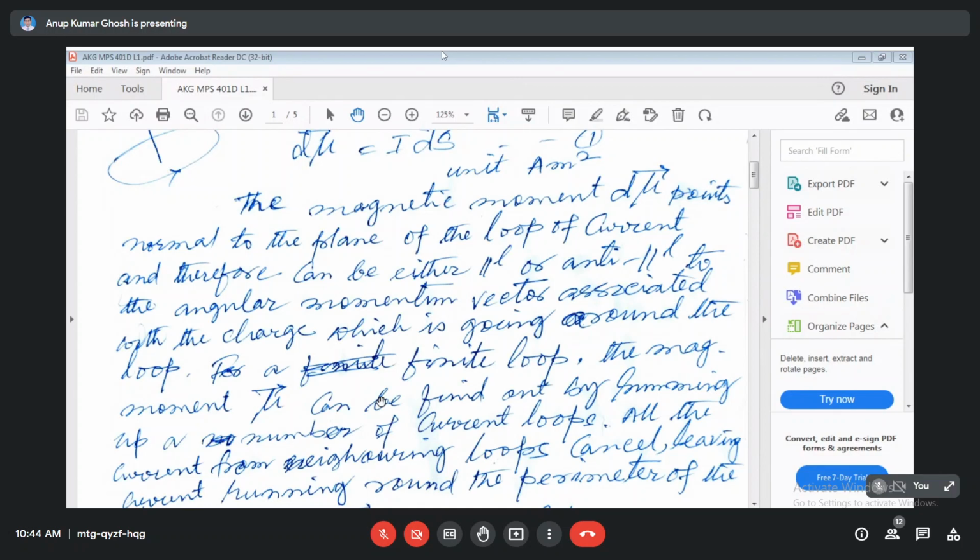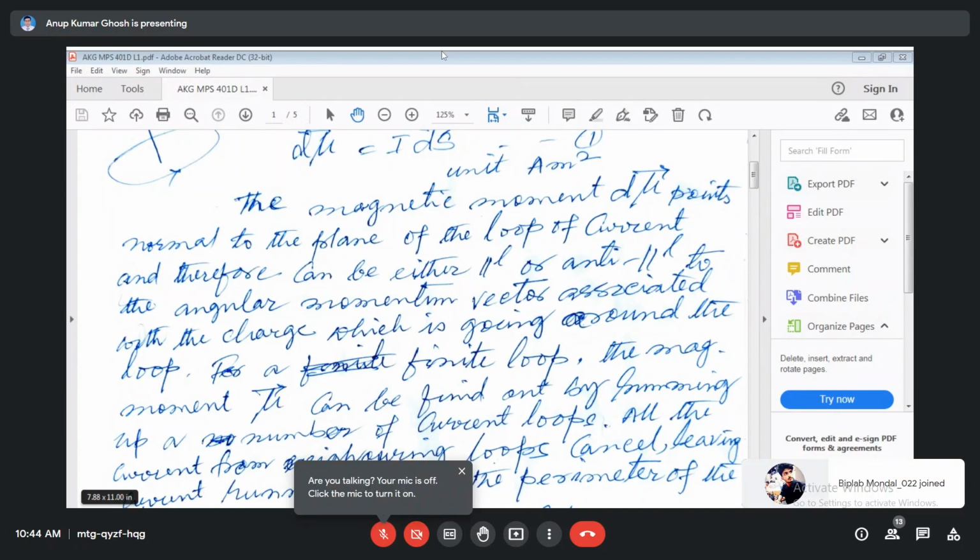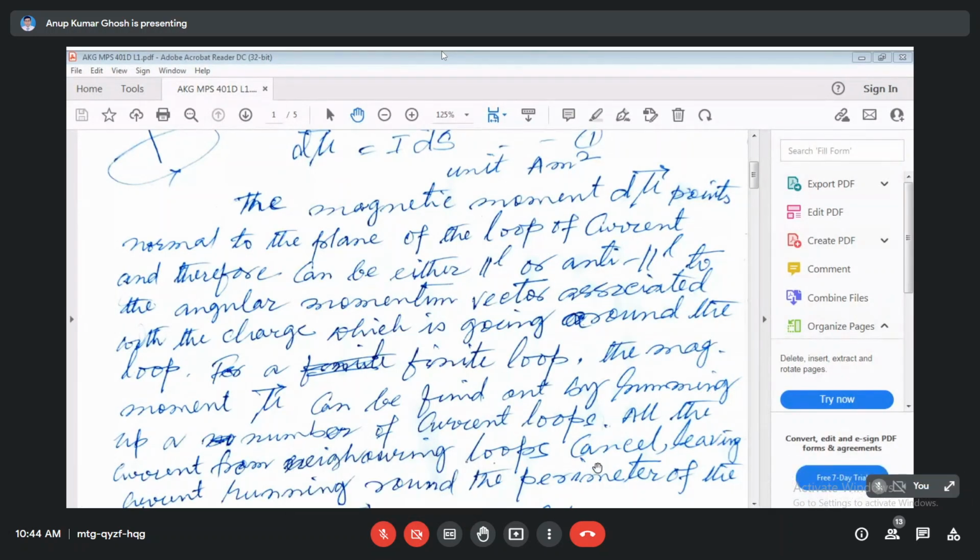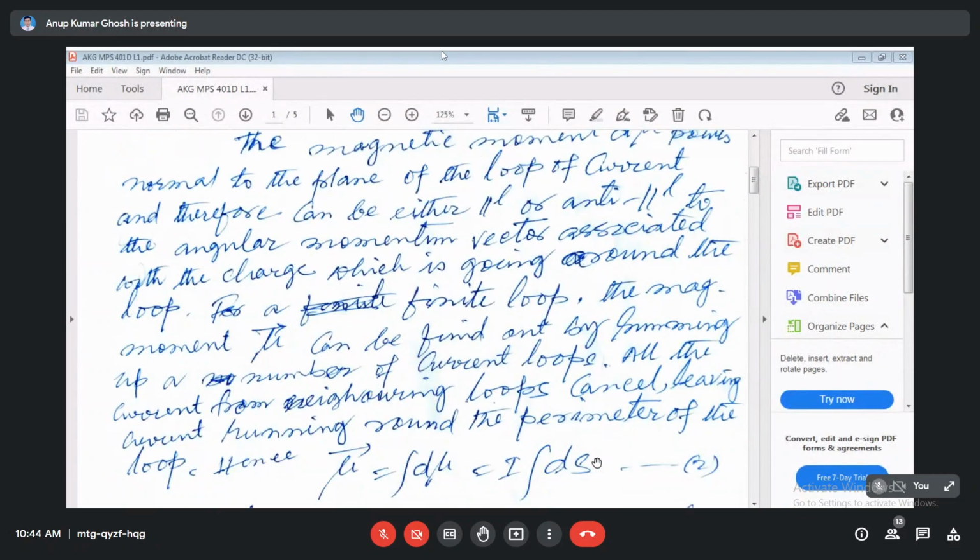And the angular momentum is due to the mass which is revolving around the axis. So the magnetic moment is associated with the angular momentum.